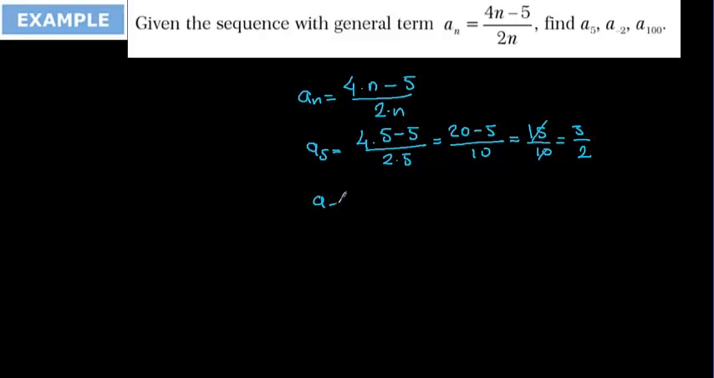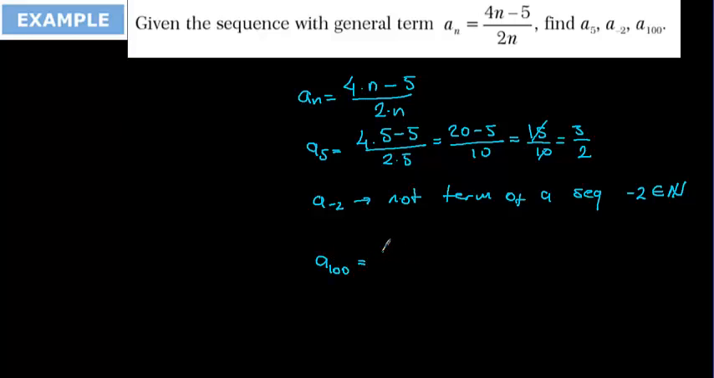Okay, a minus 2. A minus 2 is not a term of a sequence because minus 2 is not an element of natural numbers. That's why minus 2 is not an element of natural numbers. The terms should be elements of natural numbers. This is very important for the sequence.